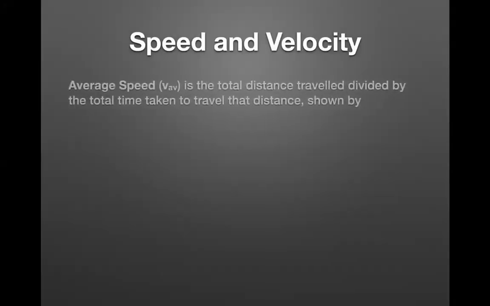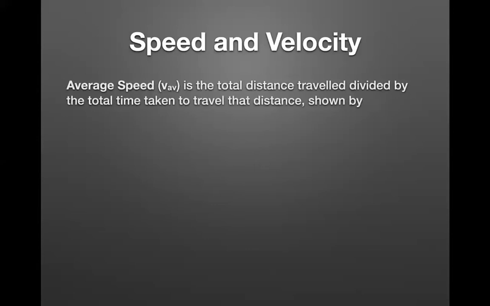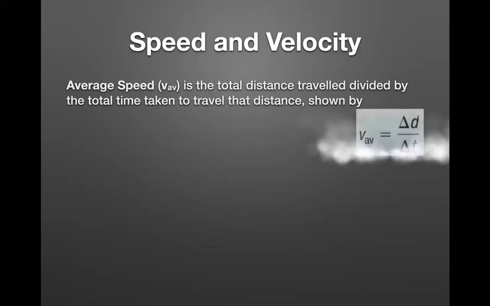Okay, speed and velocity, the difference. Remember I touched on speed is magnitude. It's a scalar. It is not a vector the way velocity is. Velocity has a direction. So average speed is the total distance traveled divided by the total time taken to travel that distance, shown by this equation.